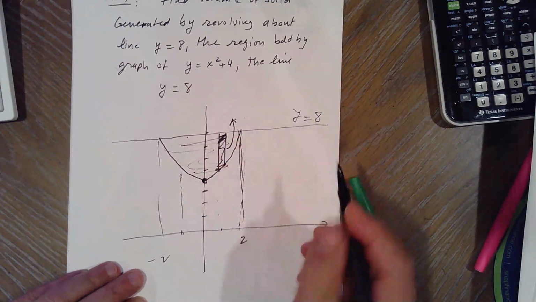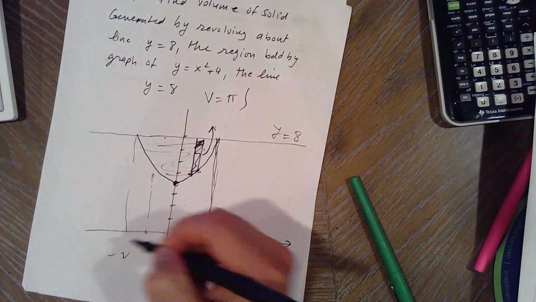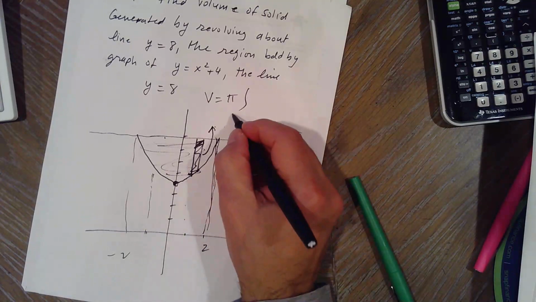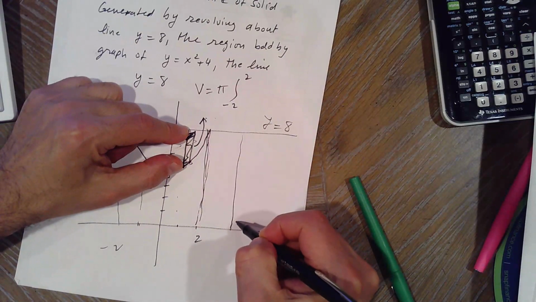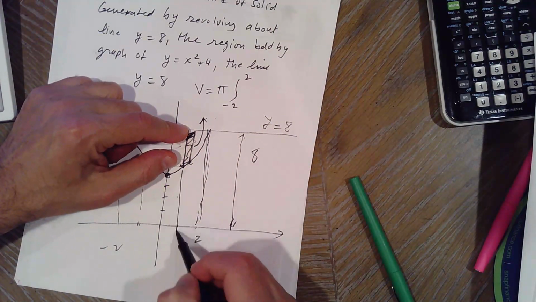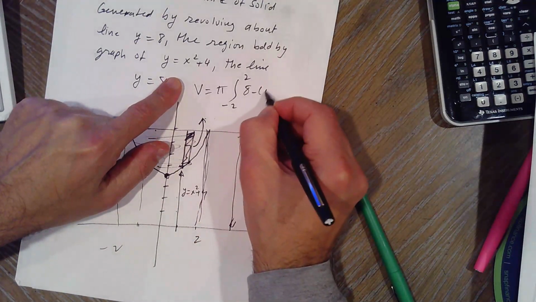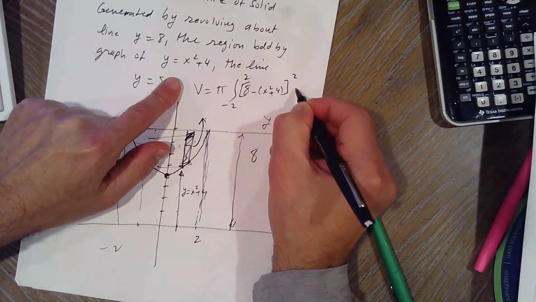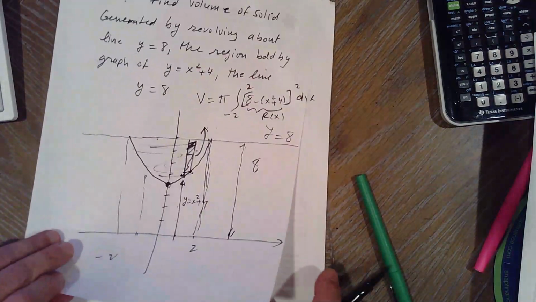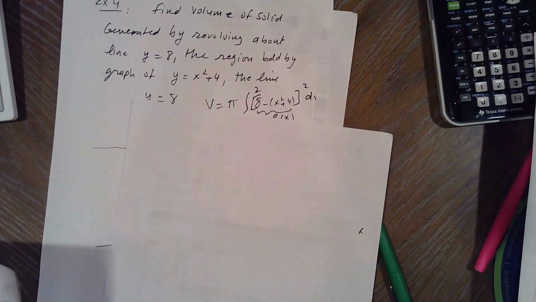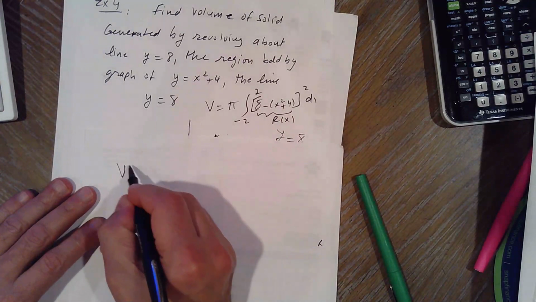and go this way. So the volume is pi, the integral from negative 2 to 2, and the radius, you can see that this piece is 8, and this is x squared plus 4. So it's 8 minus (x squared plus 4), squared. That's the radius r of x dx. So it'd be 8 minus x squared minus 4.